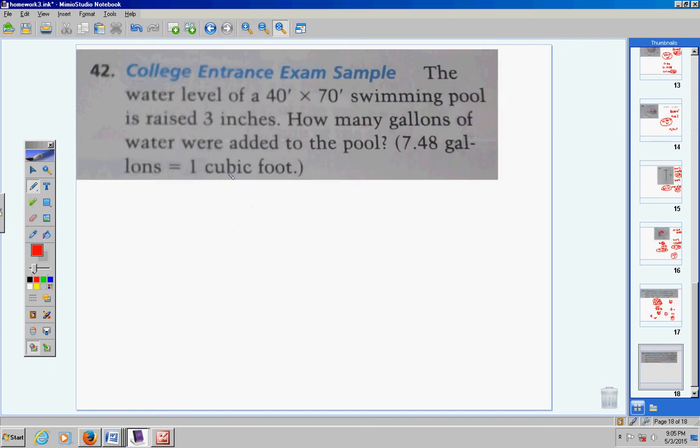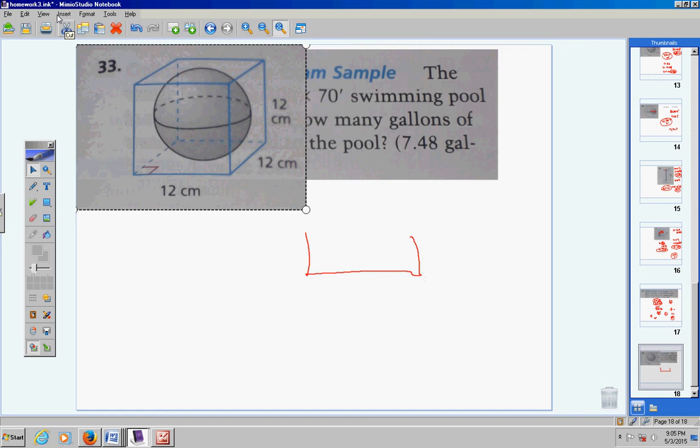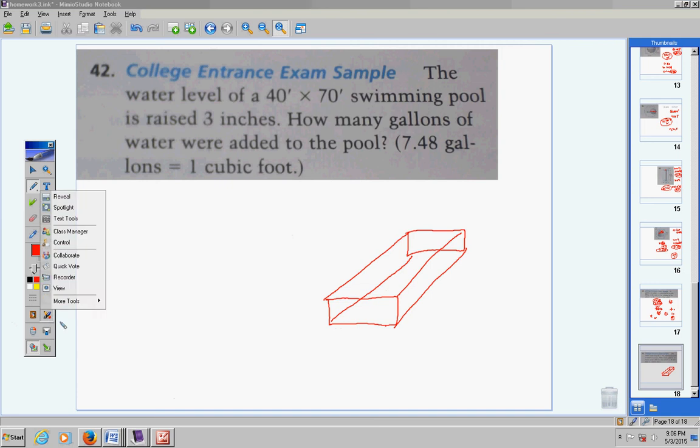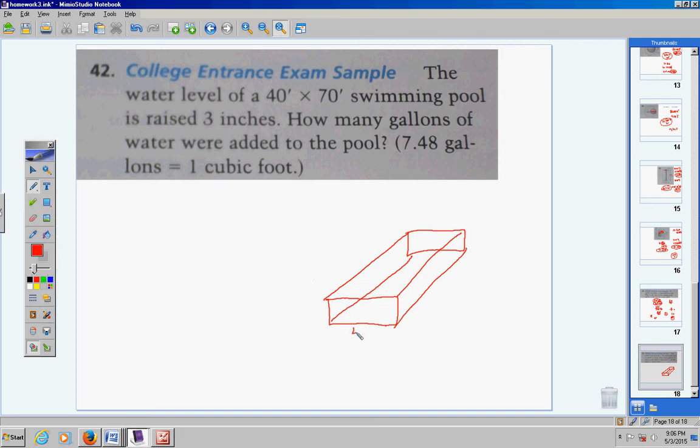The water level of a 40 by 70 swimming pool is raised 3 inches. How many gallons of water were added to the pool? So here's the pool. We're going to say that it is 40 by 70. Let's label this 40 and this 70, and then we'll get a little snapshot of the 3 inches. So, 3 inches.